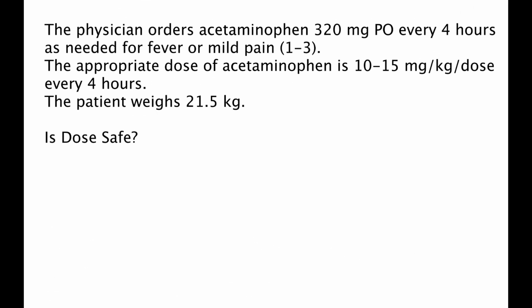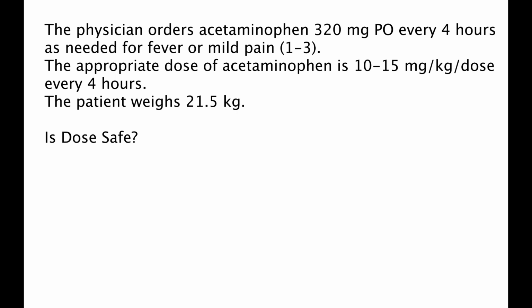So here's an example of a question that you might see on a pediatric medication calculation test. This question reads that the physician orders Tylenol, 320 milligrams, to be given every 4 hours. You look up in the drug book and you see that the appropriate dose of Tylenol is 10 to 15 milligrams per kilogram per dose, and the patient weighs 21.5 kilograms. So how are we going to figure this out?